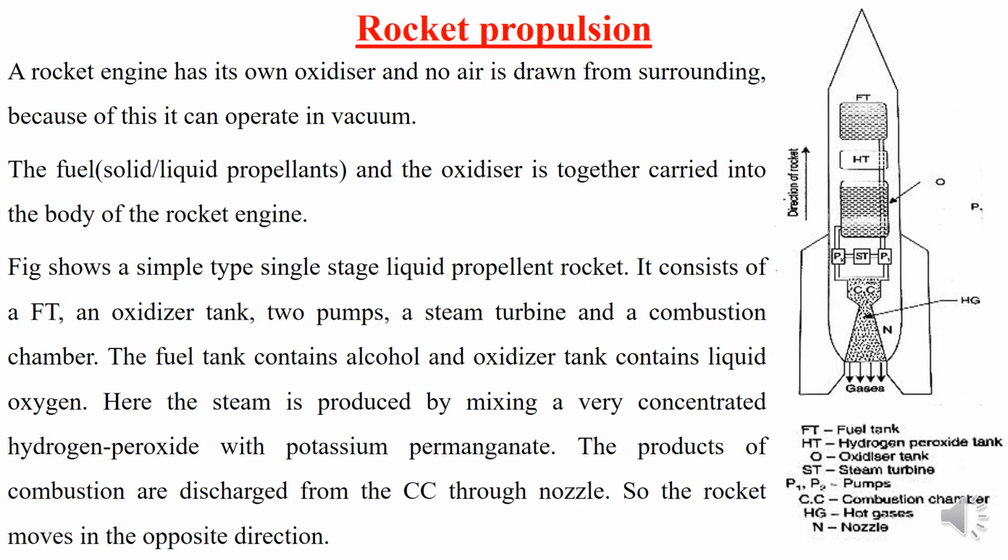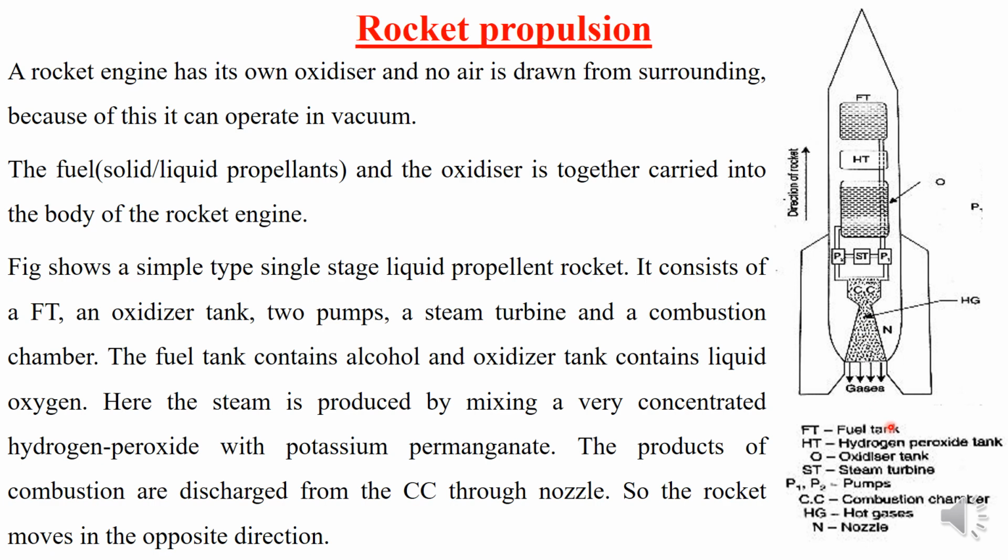The rocket engine, as we told, carries its own oxidizer. Here we can see the fuel tank. From the fuel tank we have the hydrogen peroxide tank. Then we have the oxidizer, O represents oxidizer. Then we have a steam turbine, and then the pumps beside the steam turbine. From the steam turbine we have the combustion chamber. Then hot gases pass out from the combustion chamber through the nozzle. N is the nozzle, so the nozzle effect is there after the combustion chamber.